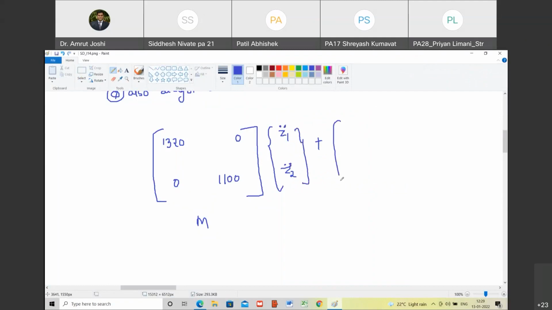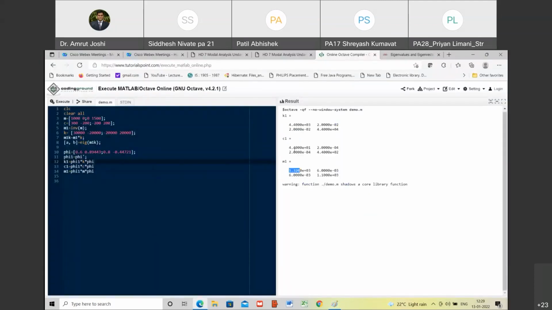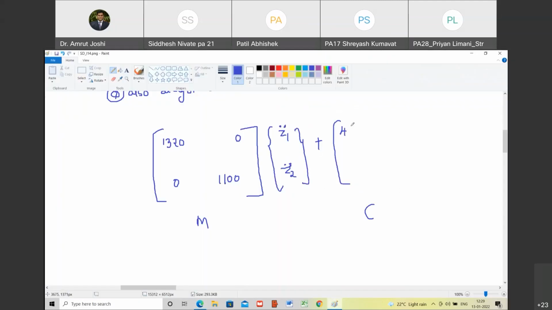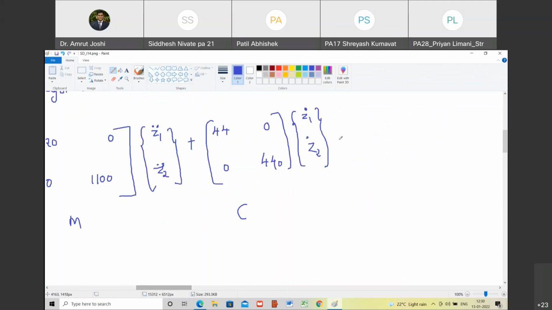Plus, now let me write down the generalized damping matrix. What is the generalized damping matrix? 44 and 440. Happy? Yes, sir. 44, 440, 0, 0, multiplied by the generalized velocities, Z1 dot, Z2 dot. Happy? Yes, sir. Plus. Hold on.